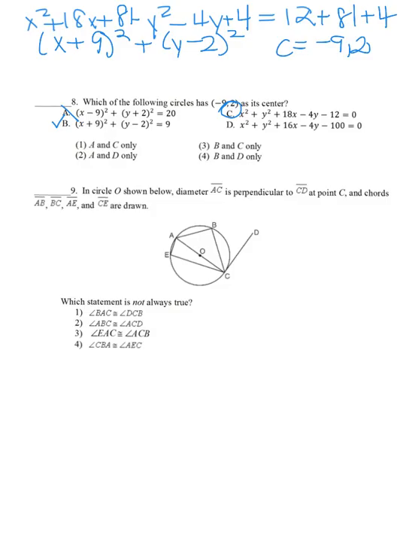Let's check D. So x squared plus 16x. Take 1 half of 16, which is 8, and square it. That's 64. We have y squared minus 4y. Take 1 half of that and square it, plus 4. So we have a center.